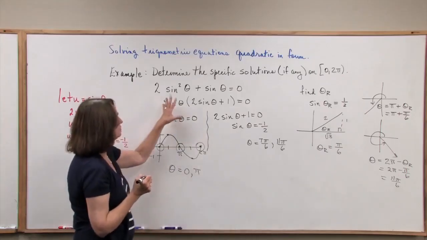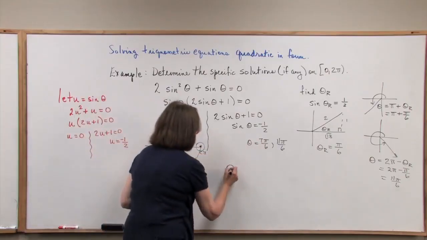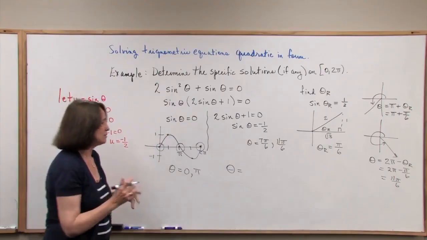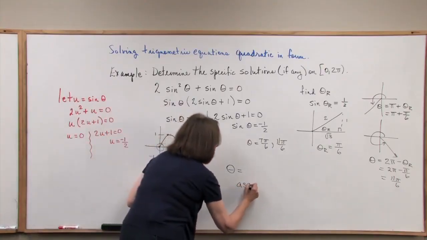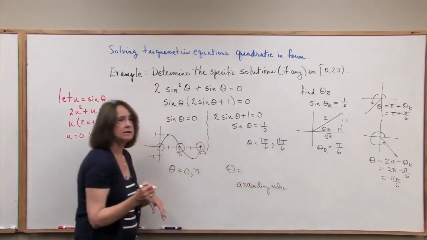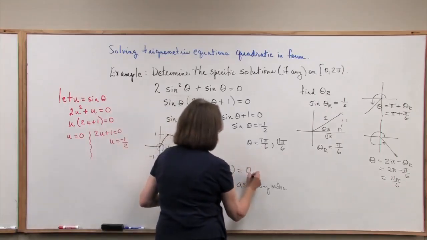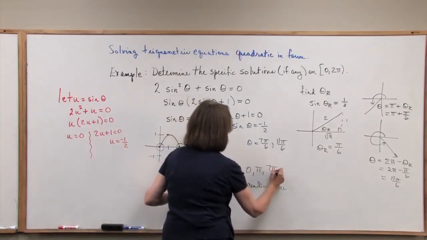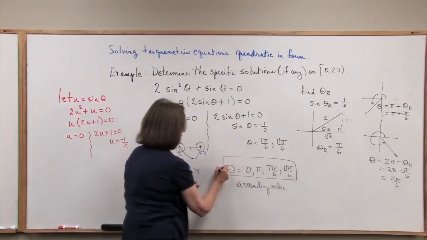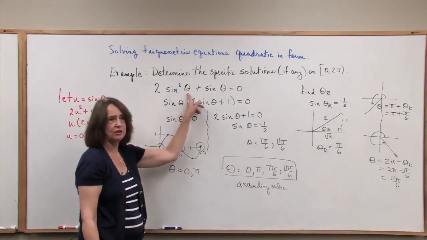Okay, this particular equation then has 4 solutions. Sometimes in writing your solutions, you may be asked to put the solutions in ascending order. So just double check: 0, pi, then 7 pi over 6, then 11 pi over 6. And that is our final answer for this particular example.